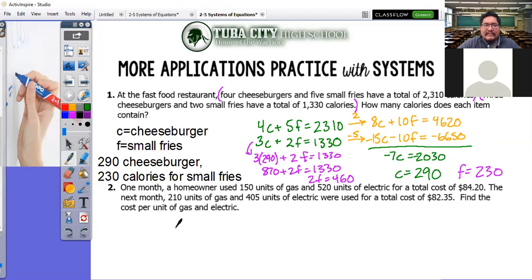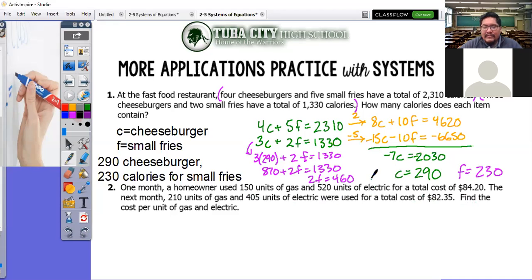All right, so next one, let's see. A homeowner used 150 units of gas and 520 units of electric for a total cost of $84.20. The next month, 210 units of gas and 405 units of electric were used for a total cost of $82.35. Find the cost per unit of gas and electric.